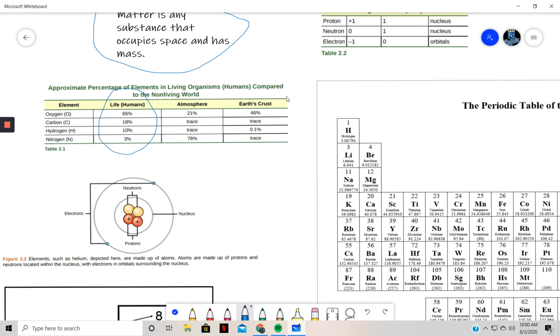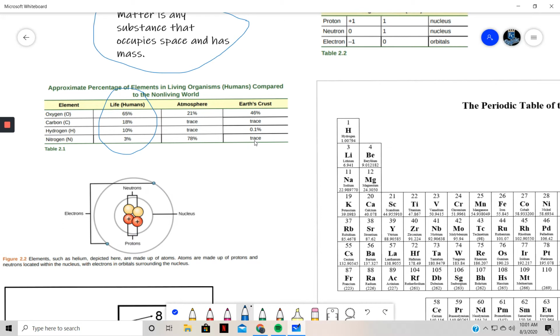We're carbon-based organisms, and all of our macromolecules, proteins, all the sugars, all that stuff, have that carbon backbone. And of course, hydrogen, which is the other part of water. And then we've got a little bit of nitrogen in us as well. And then you see that nitrogen in the atmosphere. That's a huge part of the atmosphere. Almost the entire thing is nitrogen and oxygen.